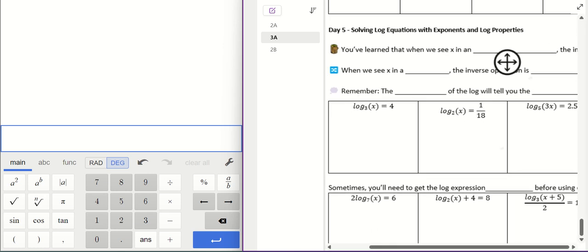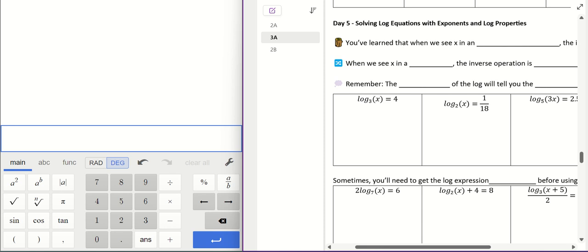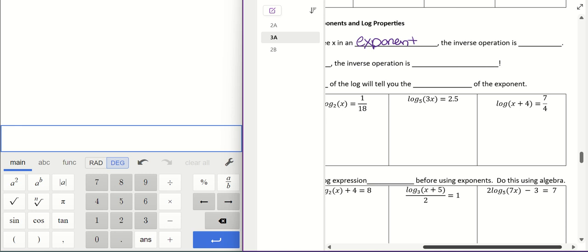Last time we were together, we learned that when we see x in an exponent, we always undo an exponent with a log. The inverse operation is a log. So just like multiplying and dividing go together, adding and subtracting go together, exponents and logs go together.